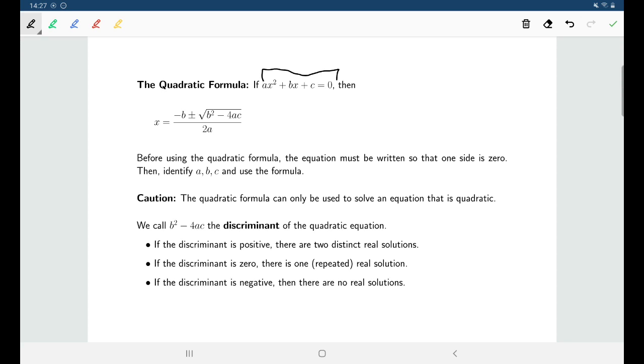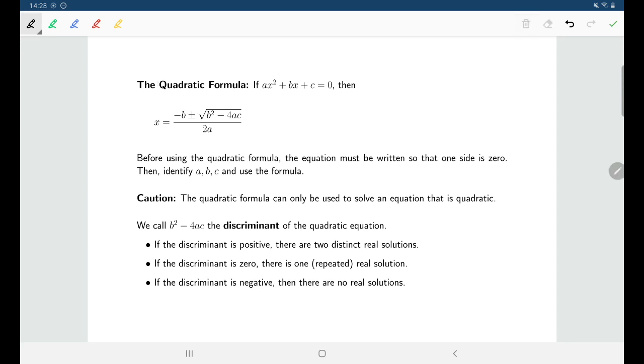The second one is sort of an obvious one to point out, but worth mentioning. It's called the quadratic formula because it only applies to quadratic equations. If you happen to have an x cubed or an x to the power of 5 or some other higher power, then you cannot use the quadratic formula to solve the equation.